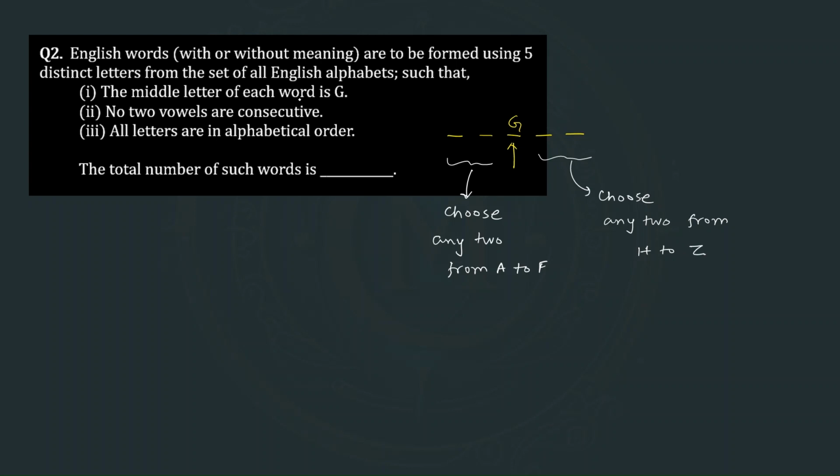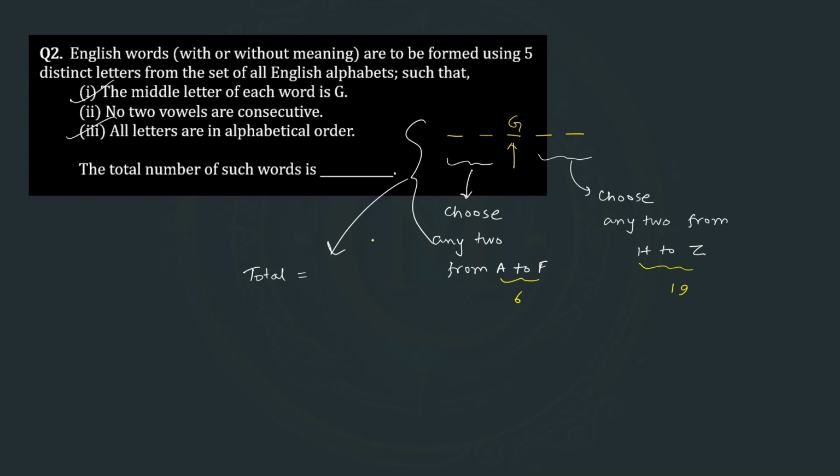Now, the middle letter is G. Okay, this condition is satisfied, this condition is satisfied. Now we have to focus on this condition: no two vowels are consecutive. So basically, we can think of it in this way. We are subtracting the number of words where two vowels are consecutive from the total number of words that are possible in this case. So, how many words are possible in this case? Total is equal to, here are how many letters? A, B, C, D, E, F. So, 6. And here are how many letters? There are 19 letters.